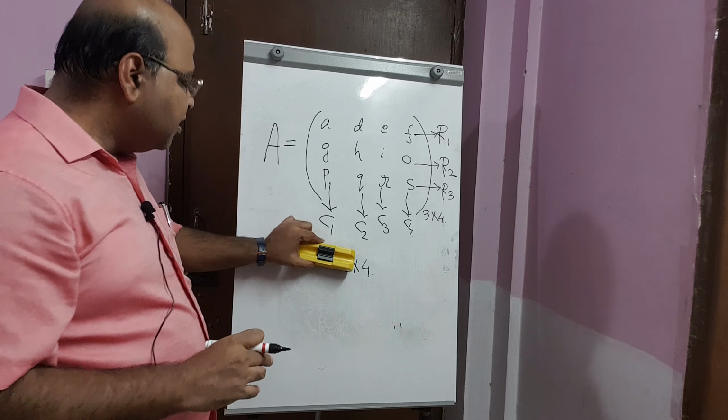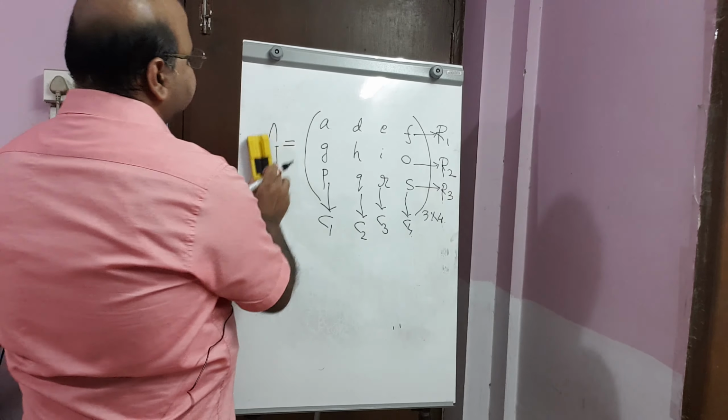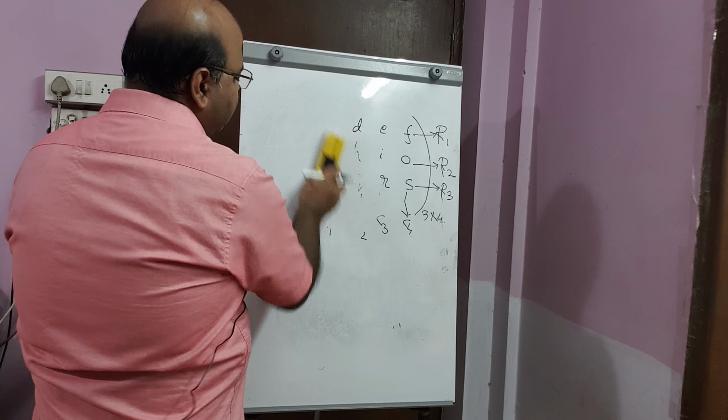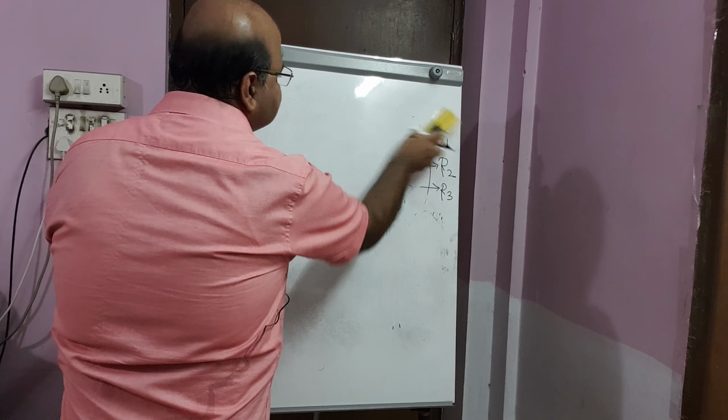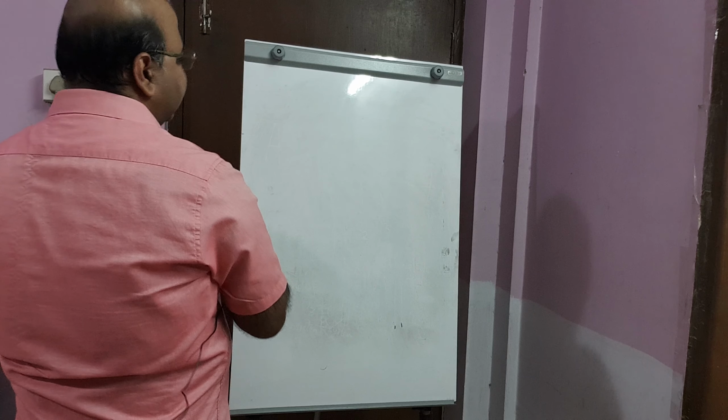Now we can name a matrix as per its shape, that is, types of matrices. We can have various types of matrices. Let me discuss a few. First type is a rectangular matrix.